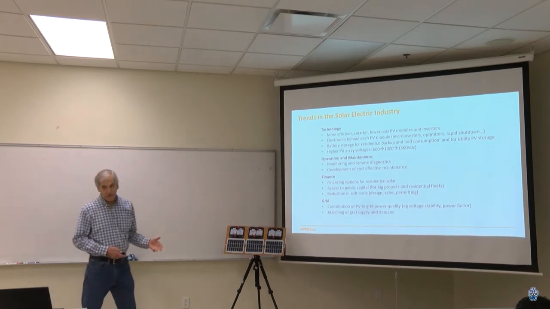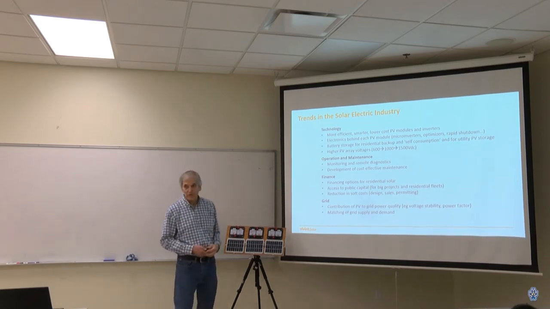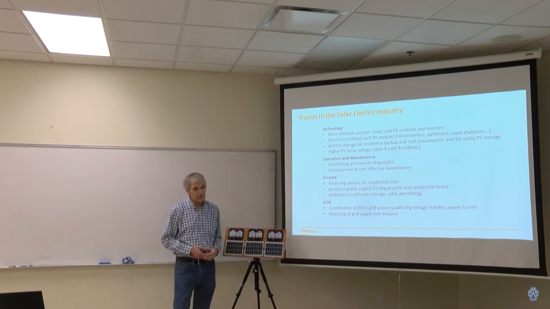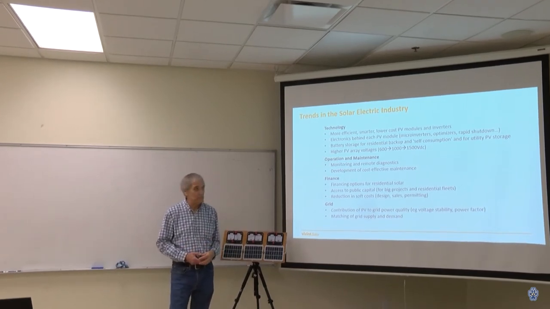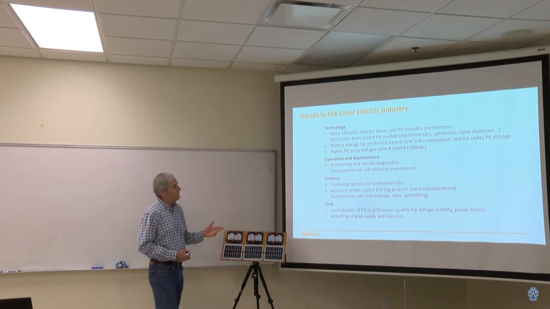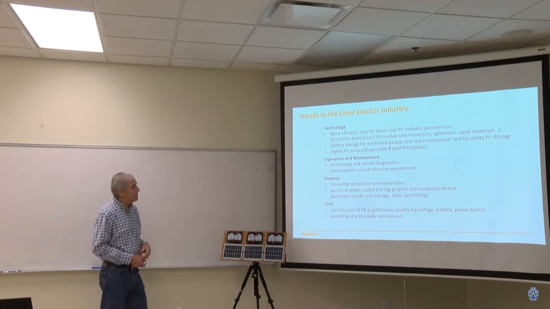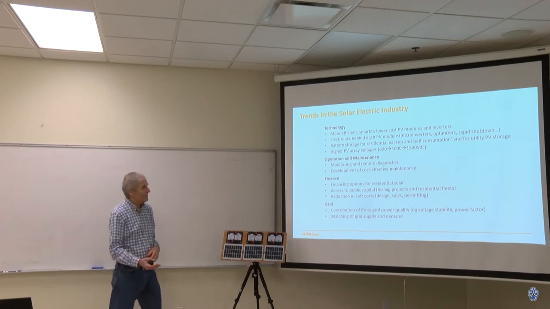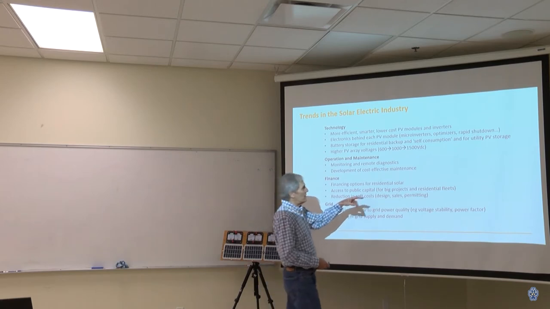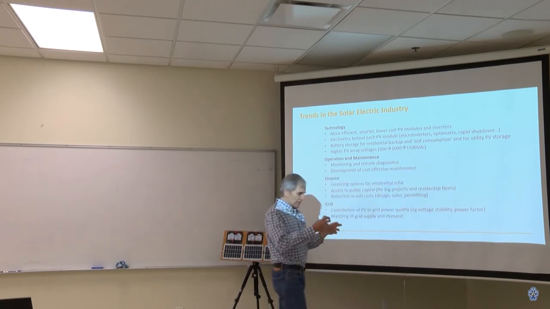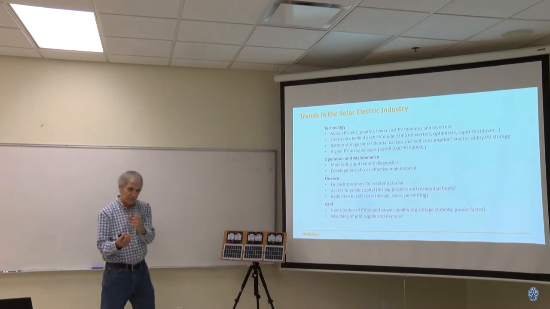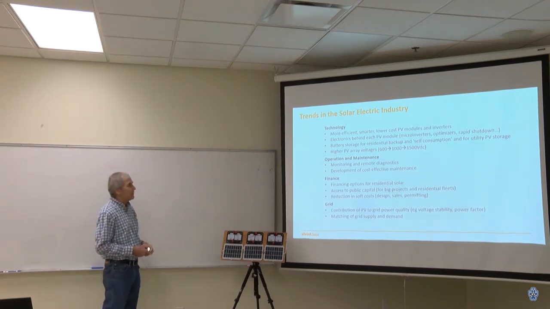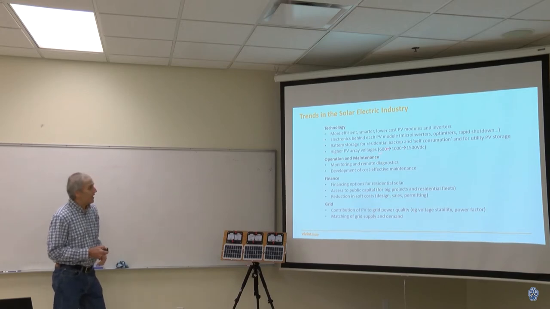These are some of the trends in the solar electric industry, and I thought it'd be good to mention them because it gives you a little bit of feel for where job opportunities might be. So in terms of technology, the development of more efficient, smarter, and lower cost inverters and solar panels is really big. The electronics that are going behind the solar panels, this includes microinverters, optimizers, which are just ways of taking the DC out of the module and changing it into a DC with different current and voltage to optimize the system, and things like that. And then battery storage for residential systems, higher voltages, and on and on.